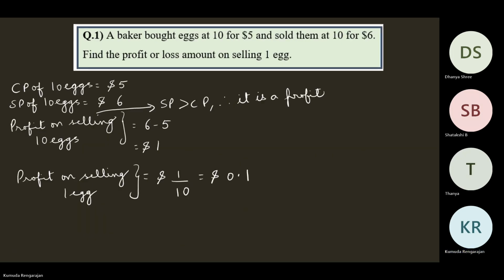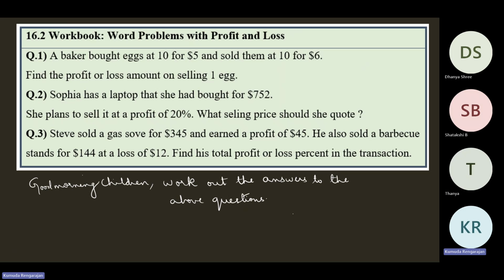Next one. Sophia has a laptop that she had bought for $752. I told you in the last session that the words bought and sold tell you if it is the cost price or the selling price. So you'll have to pay attention to those words. See here, the first one also, a baker bought, meaning cost price. Sold, meaning selling price.